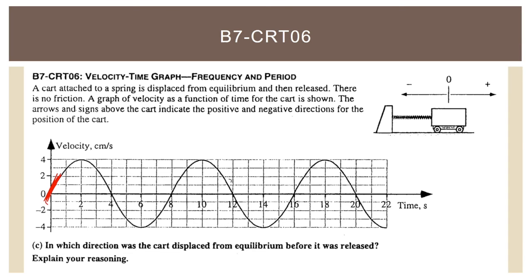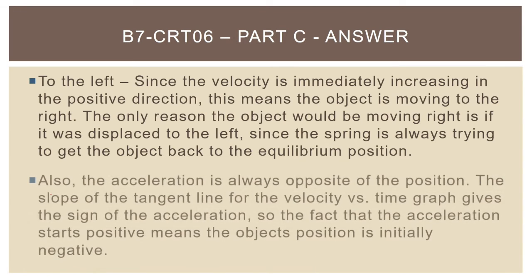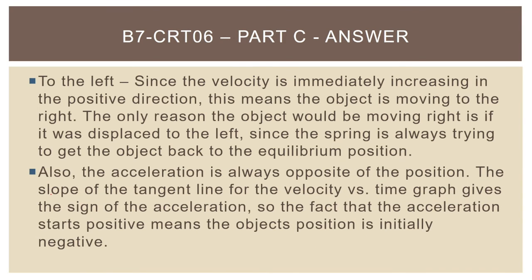The slope of the tangent line for this graph starts out as positive. That means the acceleration is initially positive. And if the acceleration is initially positive, that means the position is initially negative. So I wrote here, also the acceleration is always opposite of the position. The slope of the tangent line for the velocity versus time graph gives the sign of the acceleration. So the fact that the acceleration starts positive means the object's position is initially negative.